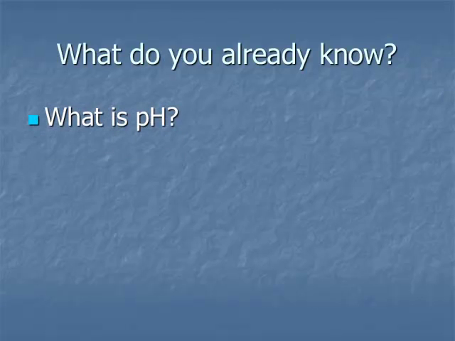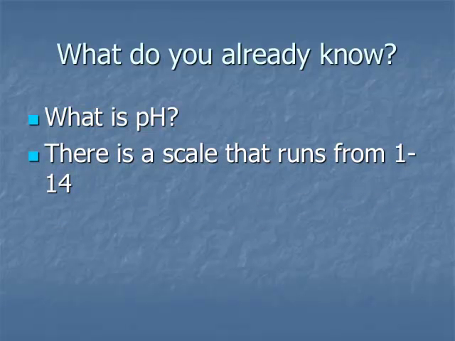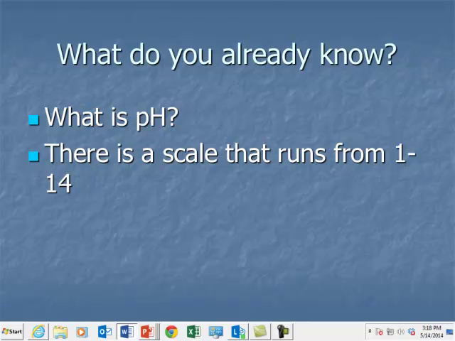So before we begin really getting into the content here, you may already know a lot about acids and bases and pH. So let's see what you remember. What is pH? Well, do you know that there's a scale that runs from 1 to 14 when you're measuring pH? Well, pH, which we'll go over here in just a minute, is a measure of how strong an acid or a base is.